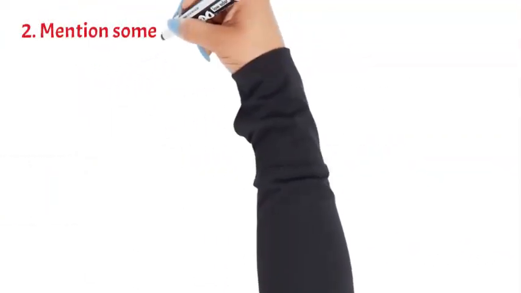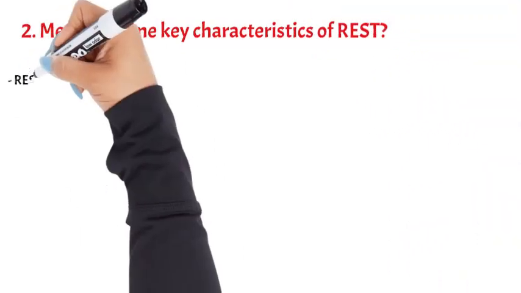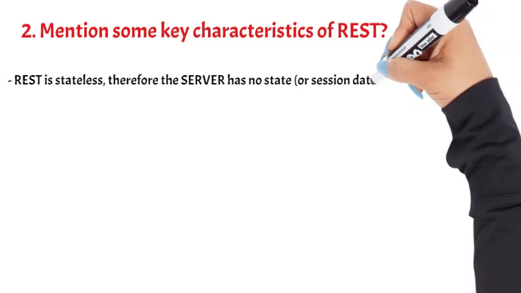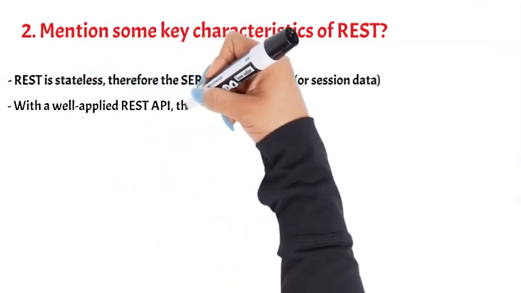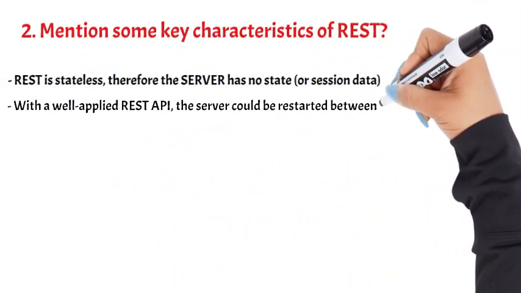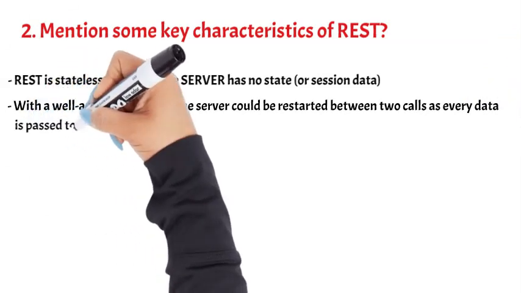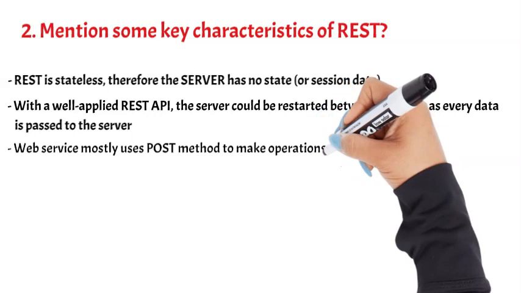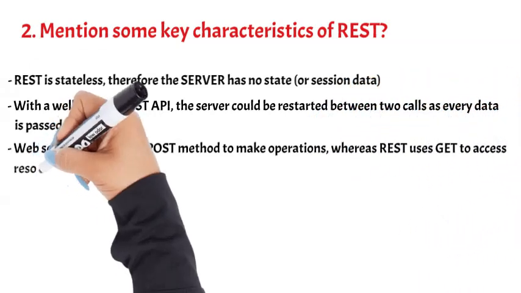2. Mention some key characteristics of REST. REST is stateless, therefore the server has no state or session data. With a well-applied REST API, the server could be restarted between two calls as every data is passed to the server. Web service mostly uses POST method to make operations, whereas REST uses GET to access resources.